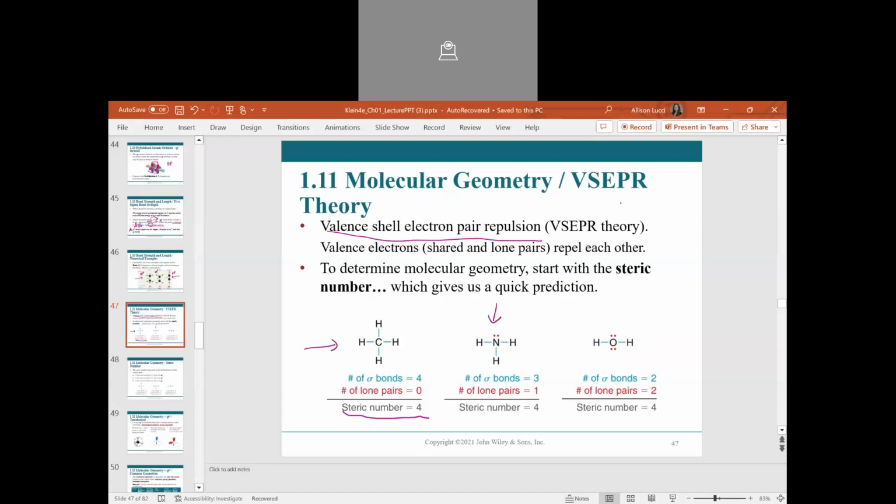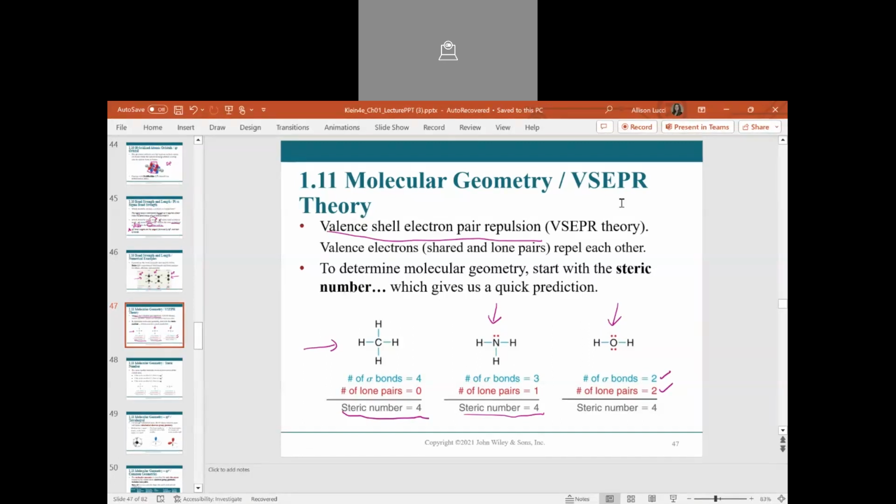In our second molecule, ammonia, we have 3 sigma bonds, so that's 3 plus 1 lone pair. 3 plus 1 gives us 4, so the same steric number. And then last but not least, we have a water molecule here with the same steric number of 4, but that comes from 2 bonding pairs and 2 lone pairs.